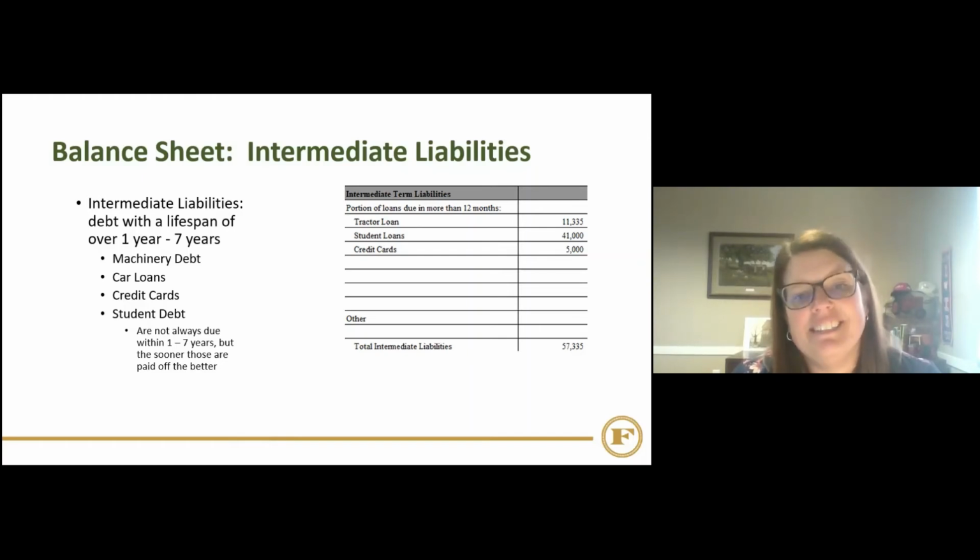Student debt is not always due within 1 to 7 years, but it's best to put it in this section rather than thinking about it in the long term, because it is not secured by a long-term asset as collateral. And although your degree is a long-term asset, which they can never take away from you, it unfortunately does not get listed in your long-term asset section. Your asset to that is basically you use your degree to get a good job to then pay off that debt, which again, you can't put on the asset side. So I highly recommend putting it into the 1 to 7 year category so that you pay it off as soon as you can.